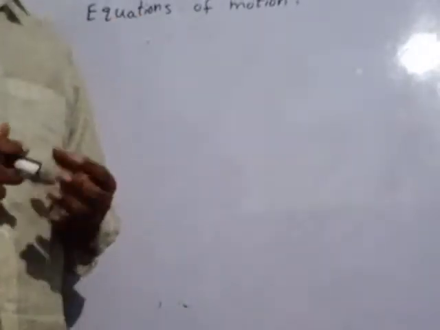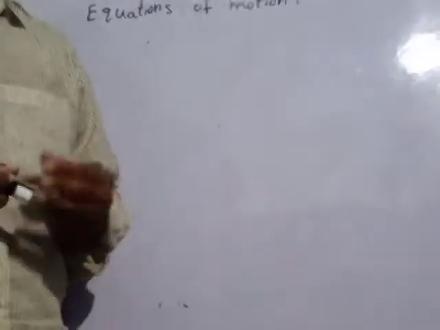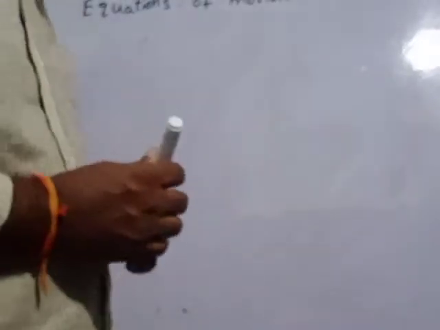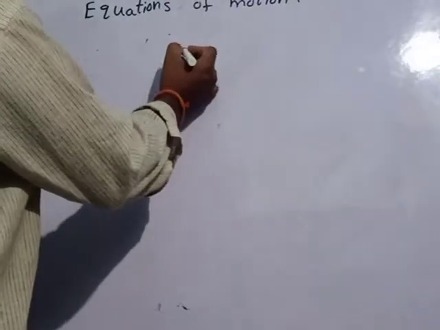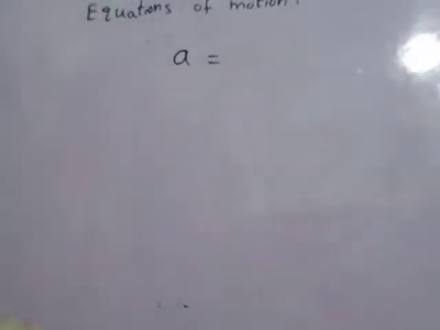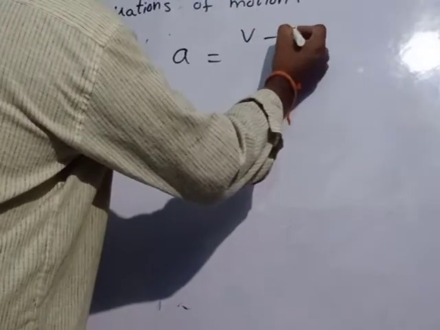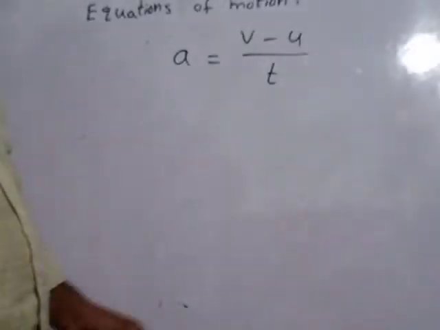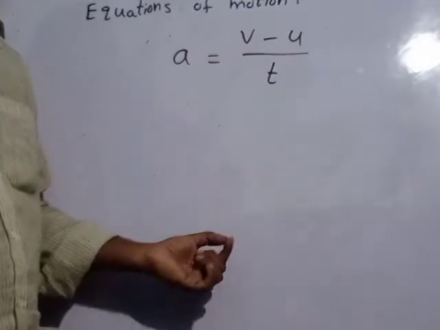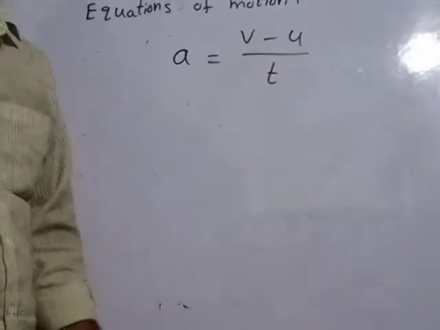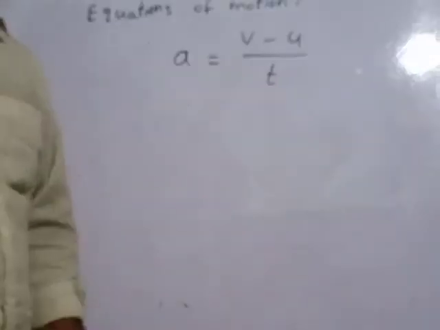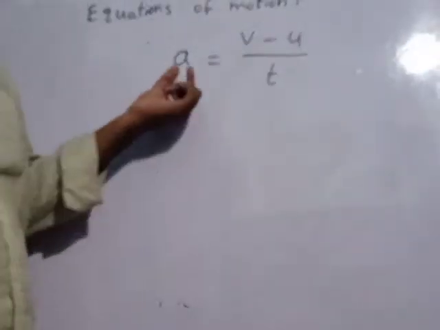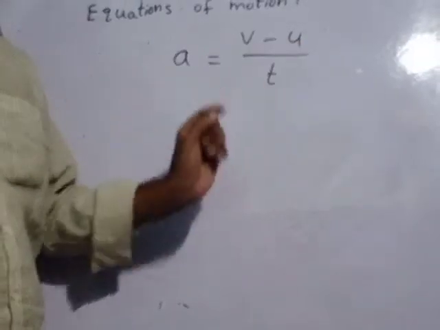Before class, I explained about acceleration. What is acceleration? Acceleration means the change in velocity with respect to time. This is the formula for acceleration. Here V indicates the final velocity and U indicates the initial velocity. T means time. So acceleration A is equal to (V minus U) by T.